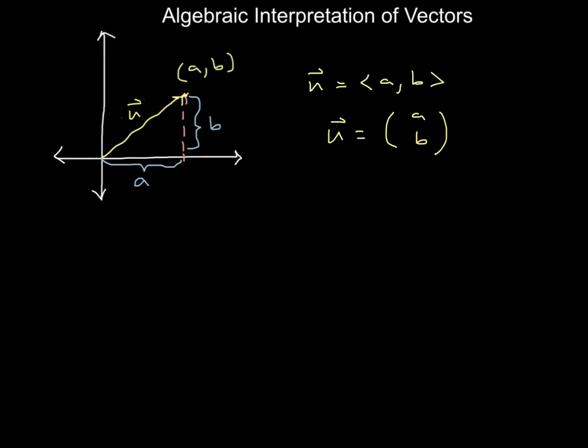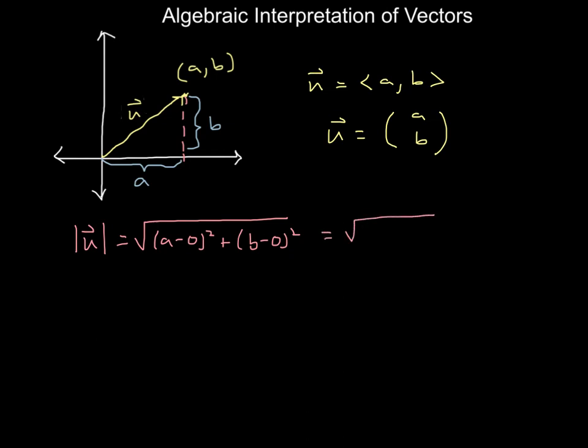Now the other thing you have with this is because of where we're at, we can definitely find the magnitude. The magnitude of vector u is really the distance between the initial point and the terminal point. So in this case, the magnitude of vector u is just going to equal the square root, from the distance formula, of a minus 0 squared plus b minus 0 squared, or it's equal to the square root of a squared plus b squared.